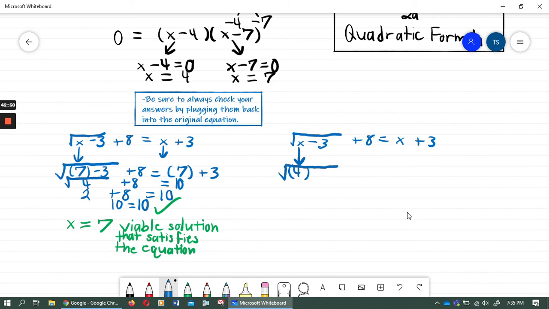And we've got the square root of that 4 minus 3, if we're plugging in 4 everywhere we see x. And that equals 4 plus 3. Alright, so guys, on the right side of the equation, now that we've plugged in 4, 4 plus 3 is 7.